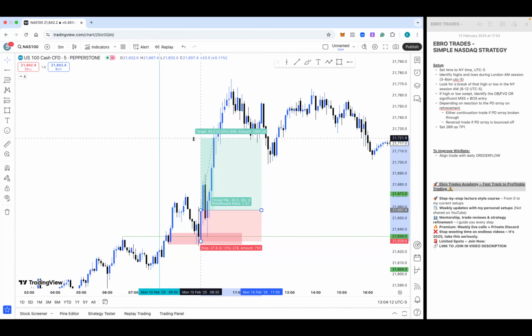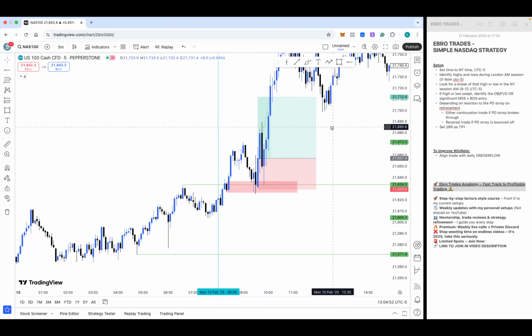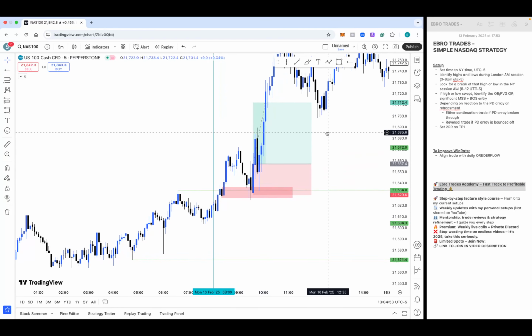So this was my trade, literally. I waited for the high to get swept. I marked out my order block and my fair value gap. I waited to see how price would behave when we retrace into our PD arrays. I saw that the fair value gap was disrespected, but the order block price bounced off of, and that was reasonable grounds for me to enter a long trade targeting 2RR. That is it for this strategy.